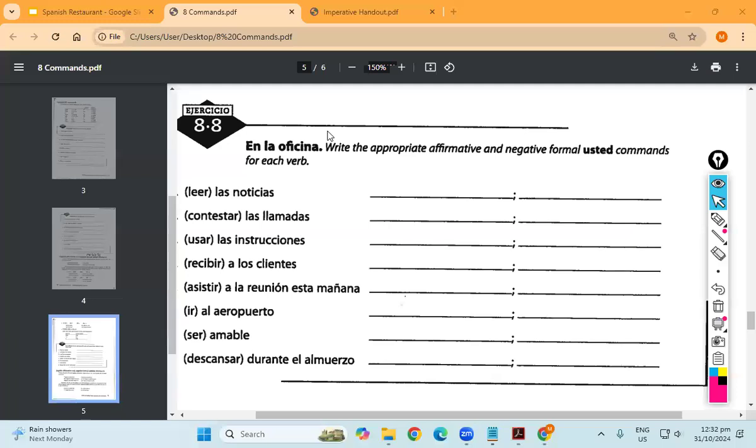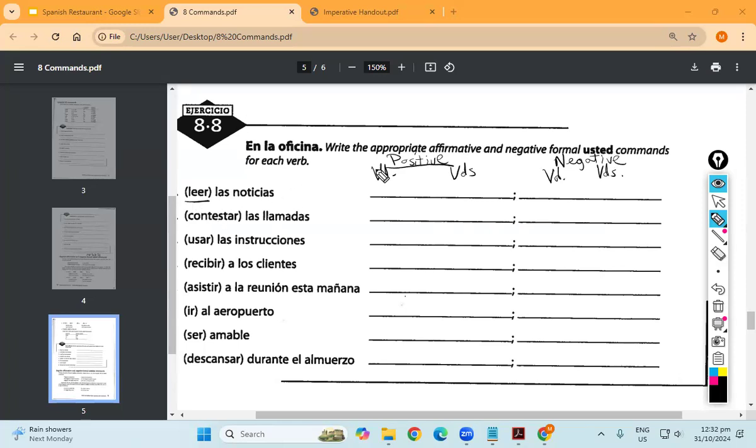All right, so in la oficina, we're going to do some formal commands. Now let us plan to do usted and ustedes, right? So this side will be positive, usted, ustedes. And this side will be negative. Again, usted and ustedes, right? So all of these take the opposite endings or the subjunctive, right? And you'll have to write in the notes. So let's do a few together.